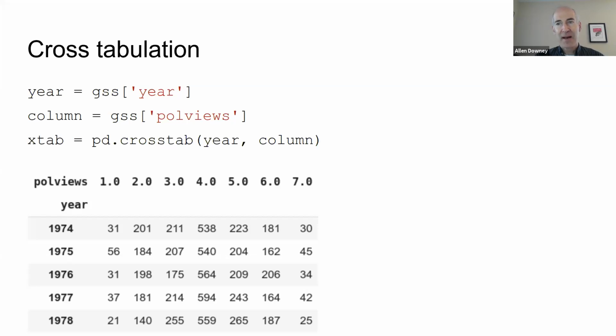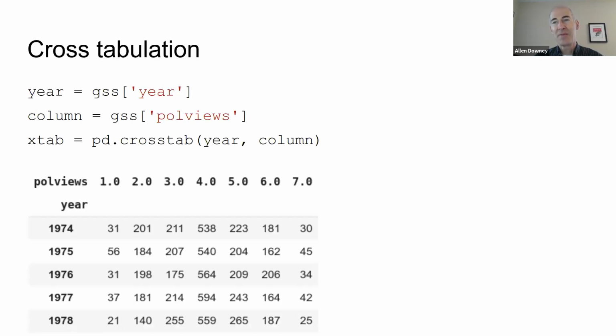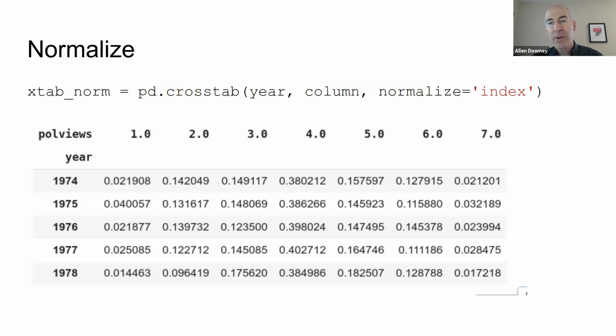Now that result by itself tells us how many times each response occurs, but remember that there are a different number of respondents during each year. So if I compare the numbers from year to year, like going down the right-hand column, 30, 45, 34, 42, etc., those numbers are all based on a different denominator, the number of people who were surveyed. So because the number of respondents varies from year to year, a time series based on this cross tabulation doesn't mean very much. But we can throw in another keyword argument, which is the normalize argument.